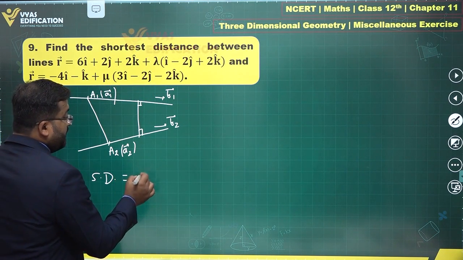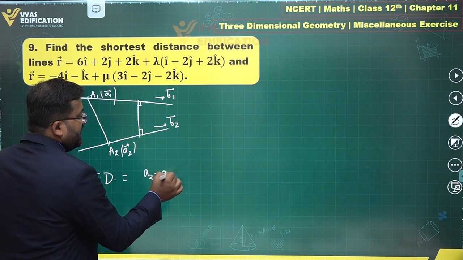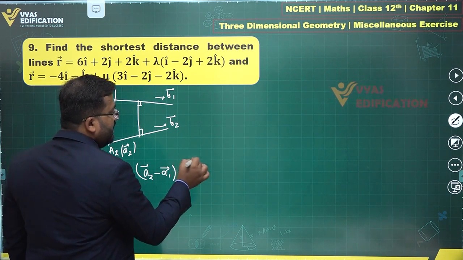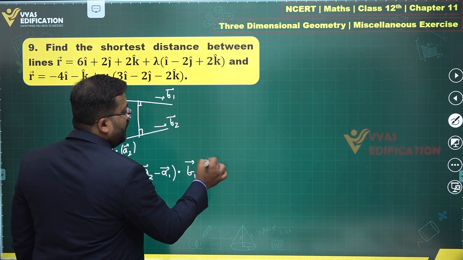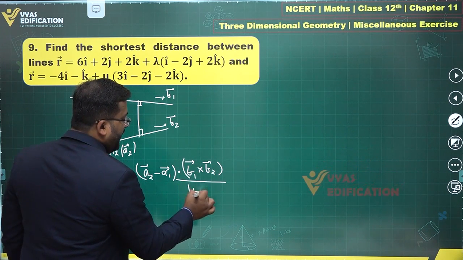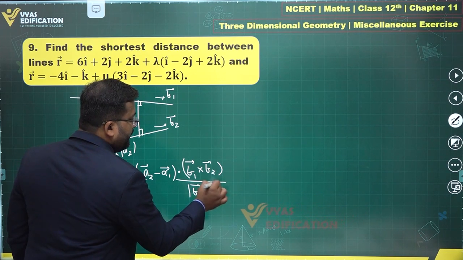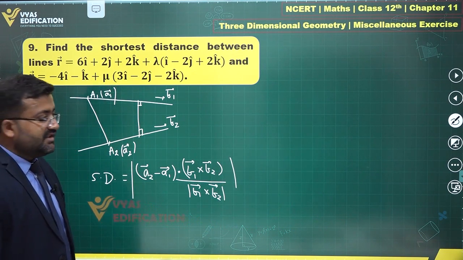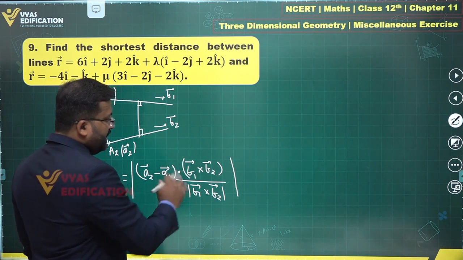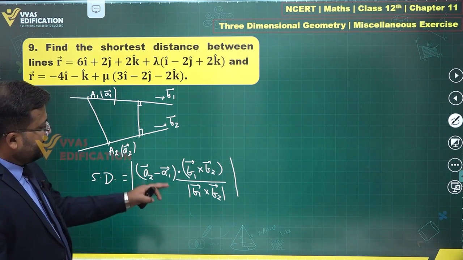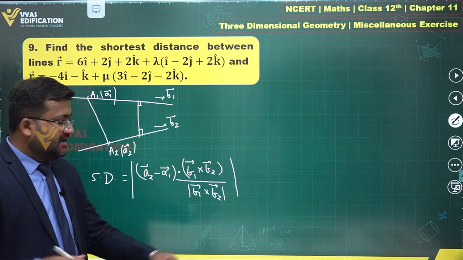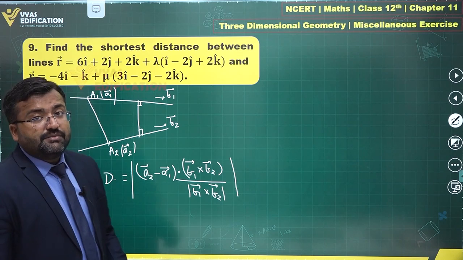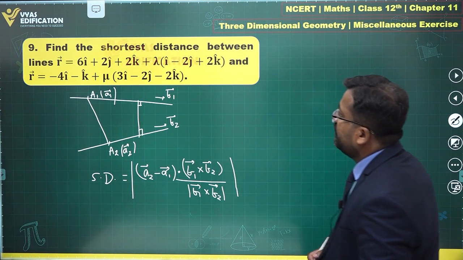So shortest distance will be (a2 minus a1) vector dot product with the perpendicular vector, which is b1 vector cross b2 vector, upon magnitude of b1 cross b2. This is what you need, and you take a modulus at the end since the distance is positive, right? This dot product can be positive or negative, but the distance is positive, so at the end we take a modulus, right? That's what you do. So the important thing to find here is b1 cross b2 first of all. Let's focus on finding b1 cross b2.